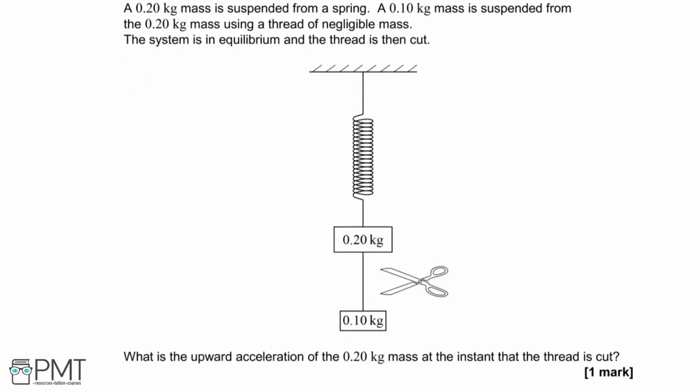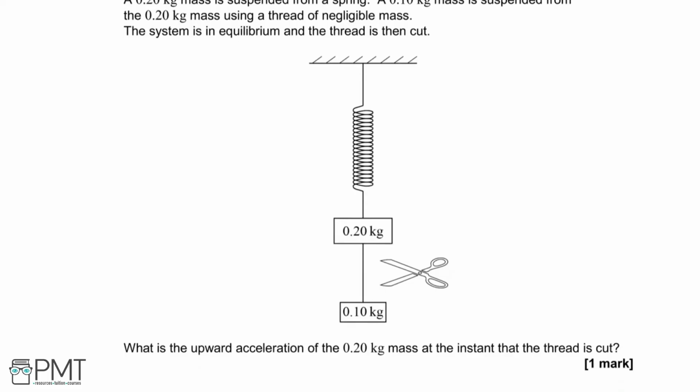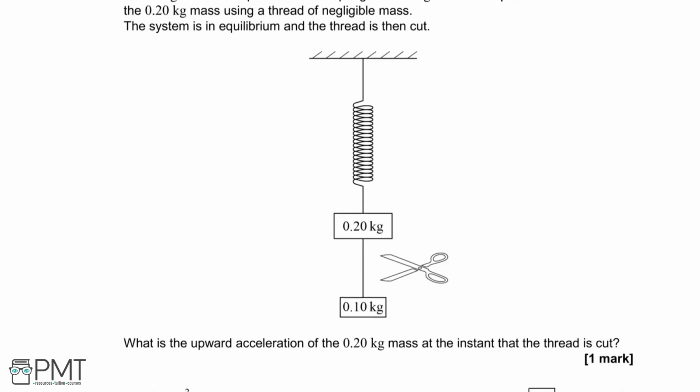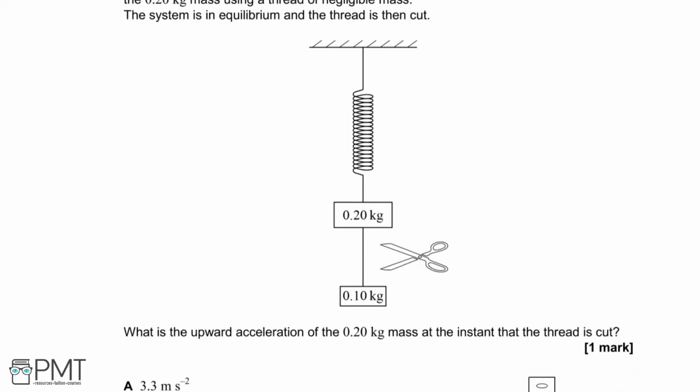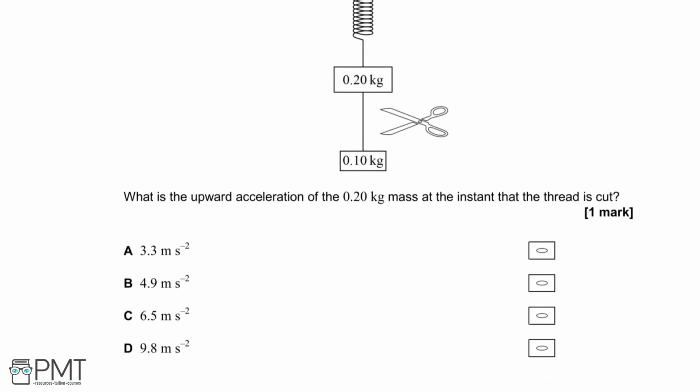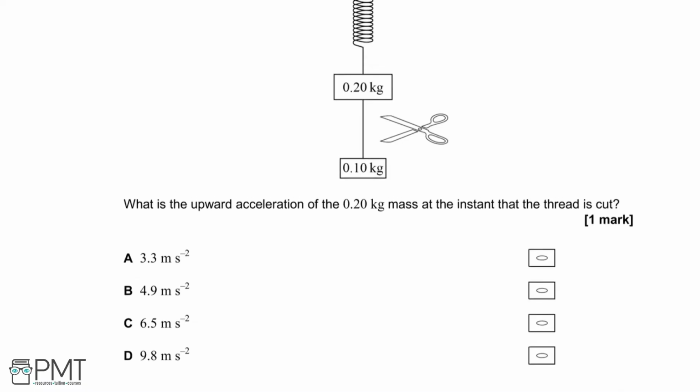So we've got our diagram here, basically just explaining what I just read out. We're interested in what happens to that 0.2 kilogram mass after the thread is cut. What is the upward acceleration of the 0.2 kilogram mass at the instant that the thread is cut? And then we've got 4 options here for different accelerations.